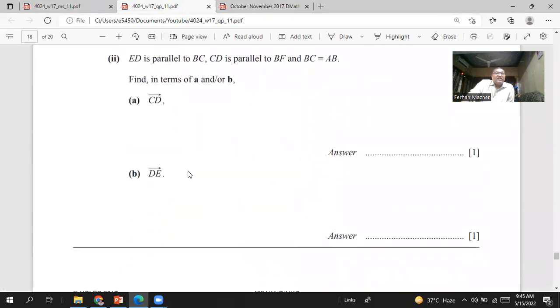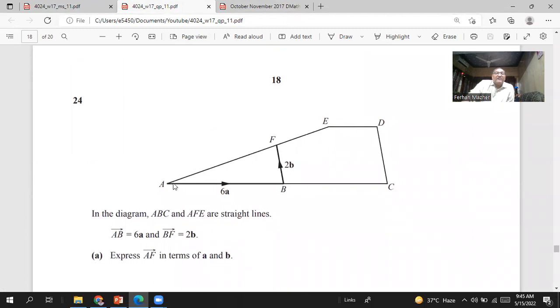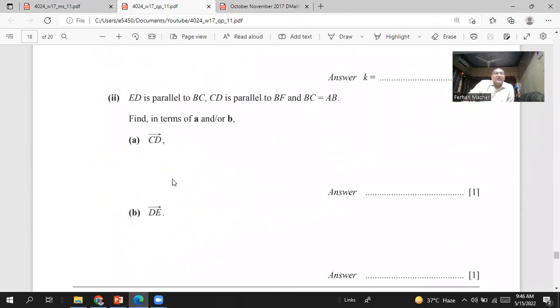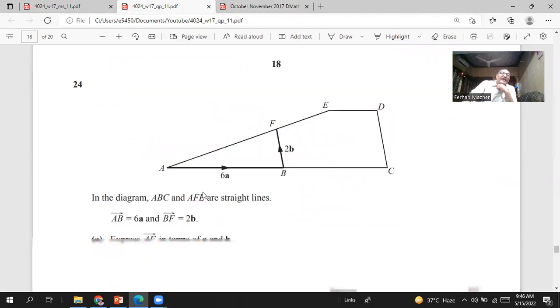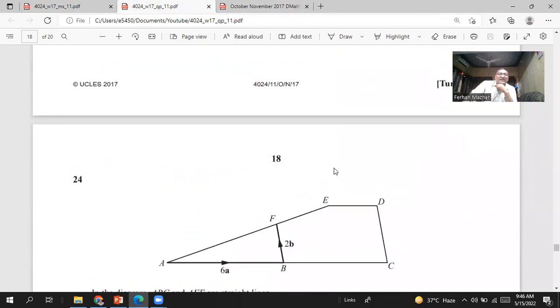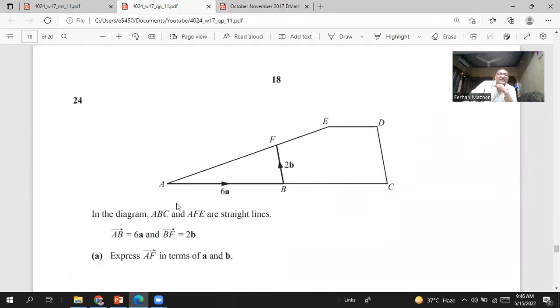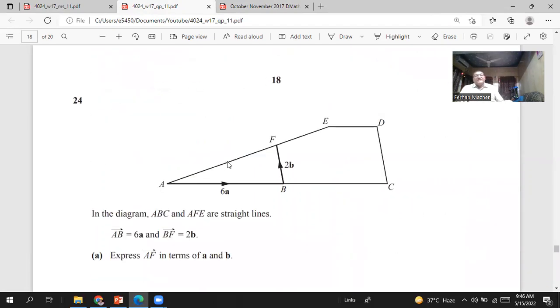Okay, now the next question. He says ED is parallel to BC, and CD is parallel to BF, and BC is equal to AB. If this is 6A, this whole thing is also 6A. Find in terms of A and B the CD. They want us to find out this CD.